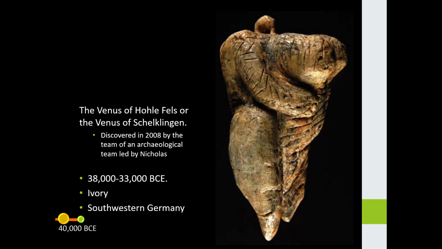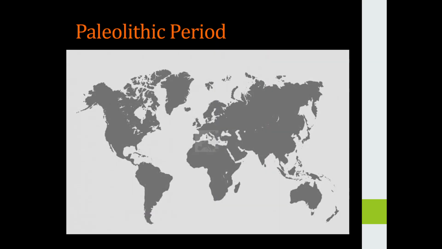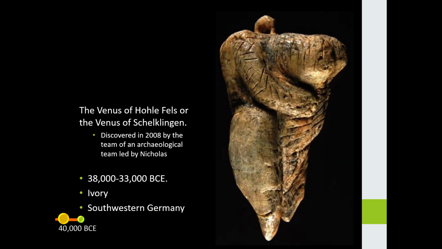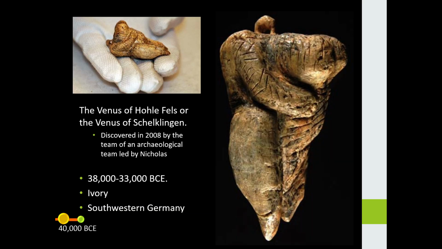In this case, it's the Venus of Hohle Fels. It's about 38,000 to 33,000 BCE, made of ivory, and it was found in southwestern Germany. Now this object is fairly small. Here's where it was found. So there is Europe, there's Germany, and that's about where it was located. But it's a fairly small object, and I want to show you a scale of what that looks like. There you go. And if you notice here, you'll see that there is a little hole.